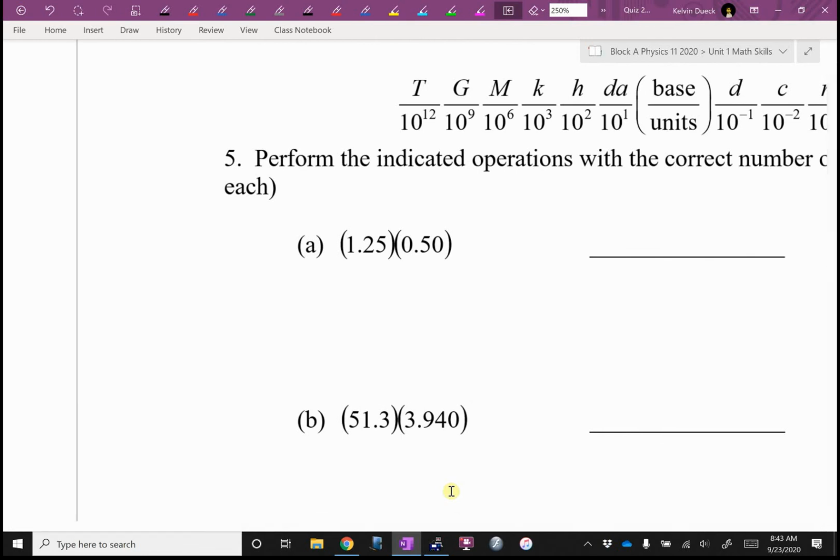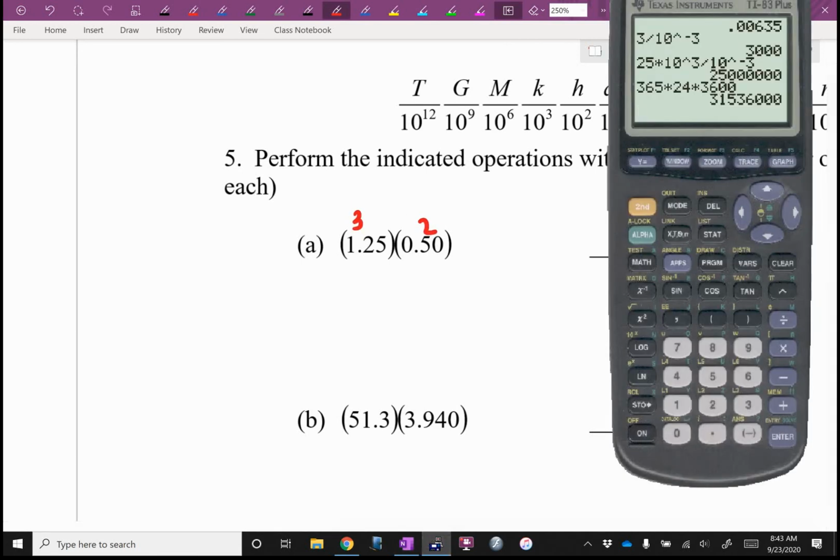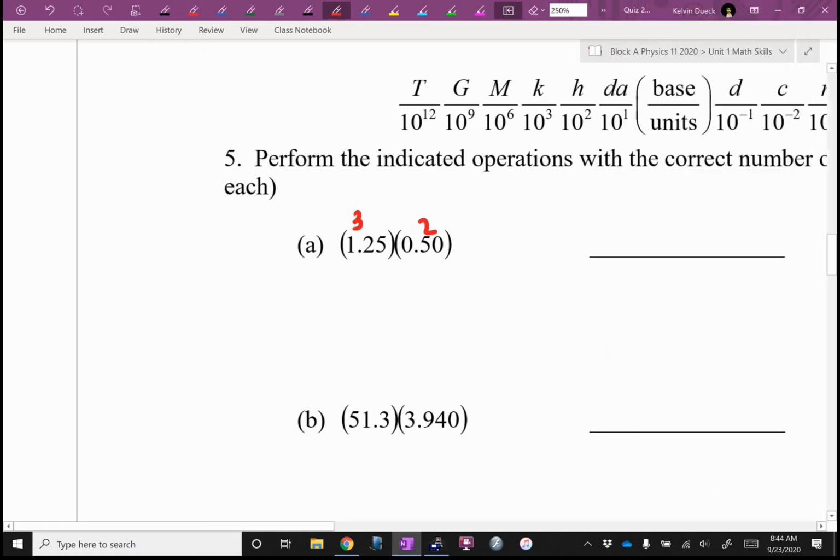Perform the indicated operations. We're multiplying. Did it say scientific notation in the answer? Did it tell me right? No, then I don't care. 3 sig figs, 2 sig figs. I'm going to go to 2. 1.25 times 0.5. I really don't need to put the 0.50 on my calculator. It's not going to change anything. 2 sig figs, 0.63. All or nothing.